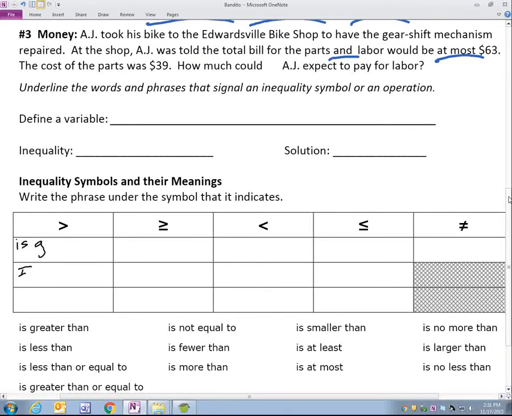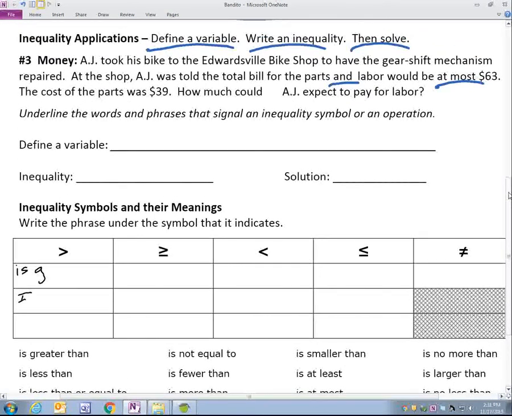So here we have, underline the words and phrases that symbol an inequality symbol or an operation. This word here, operation, that means adding, subtracting, multiplying, and dividing. That's a mathematical operation. So I've already done some identification, but I'm going to read through it again to just make sure I got them all.